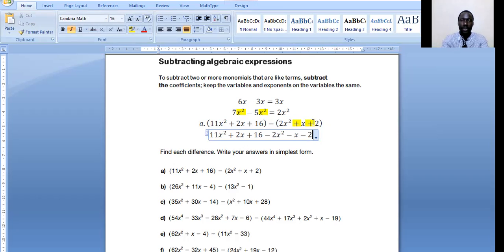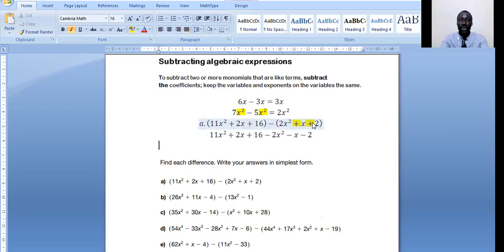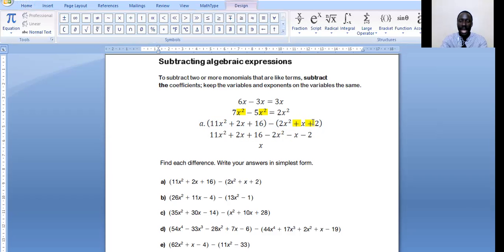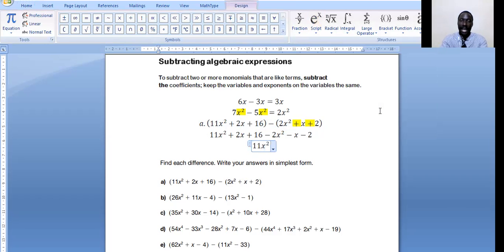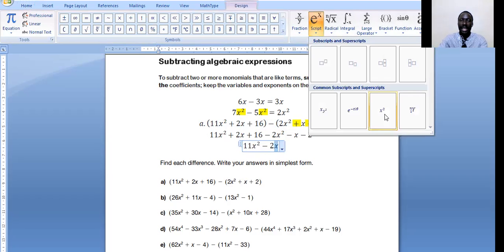Now in the next step, we do what is called collection of like terms. By collection of like terms, what we do is we put the terms having x squared together. How many are they? Well, there is 11x squared, and there is also 2x squared. So we want to put them together.